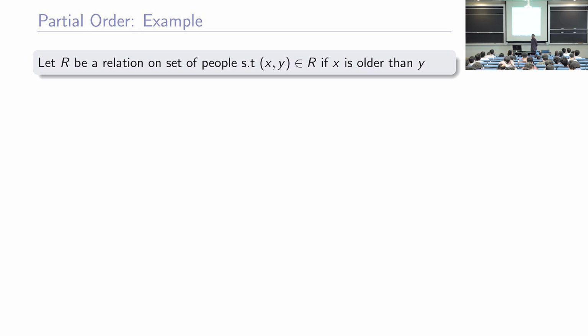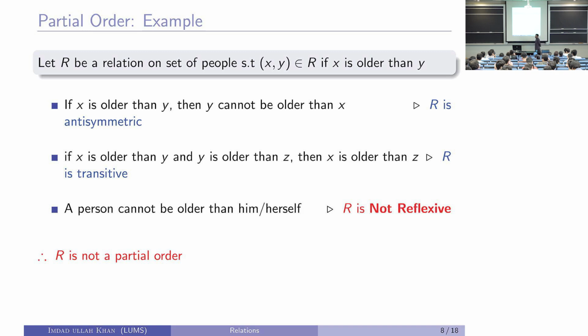Is the relation clear? x is related to y if x is older than y. Is this a partial order? It is antisymmetric. If x is older than y, then can y be older than x? It's not reflexive. x is not older than itself, right? The age of x is not greater than the age of x.